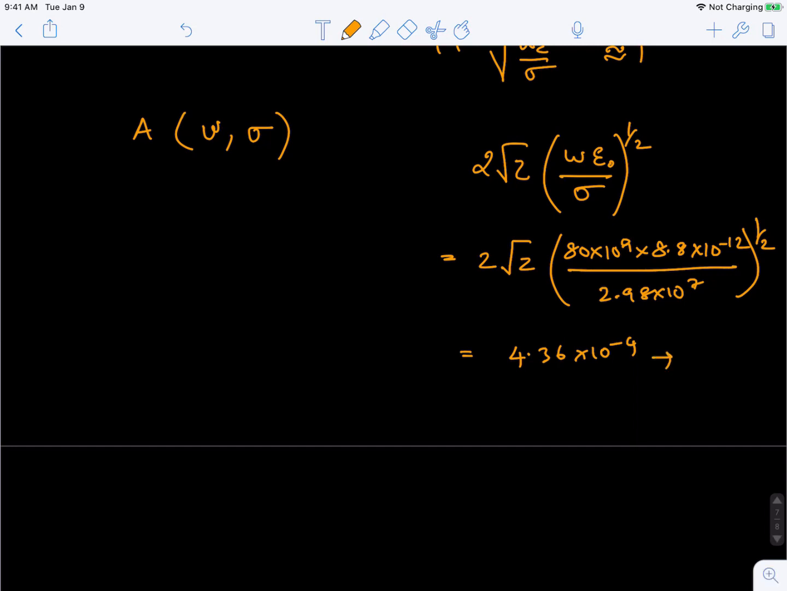Thus it indicates it's a very good reflector. So make sure you get this answer at the end. The expression should be equal to this one.